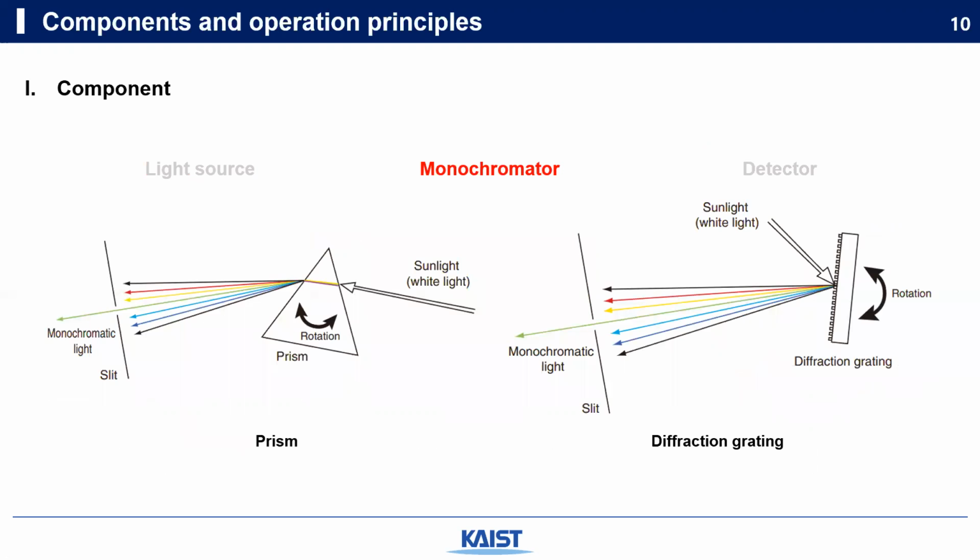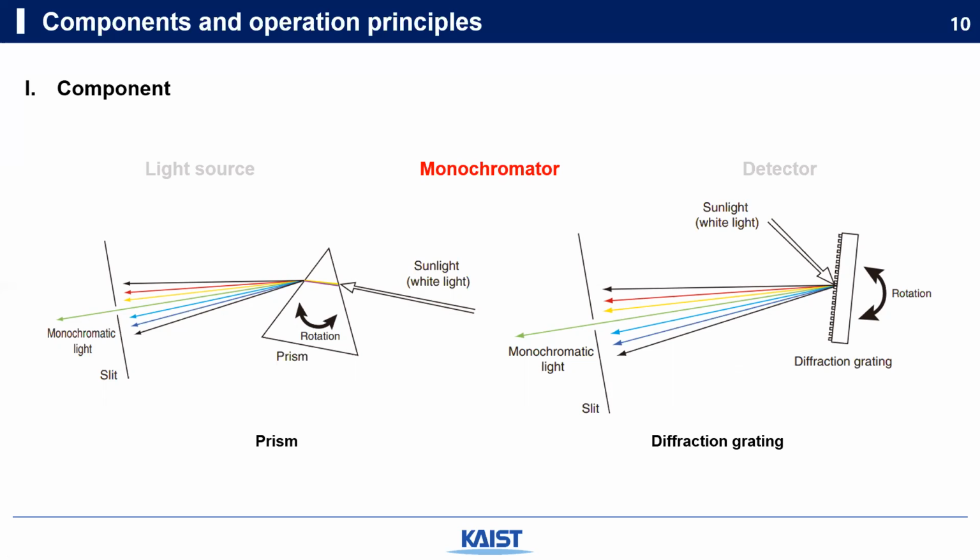And a monochromator is a device that extracts only monochromatic light by placing a slit in front of and behind the dispersive device that disperses the light source by wavelengths.